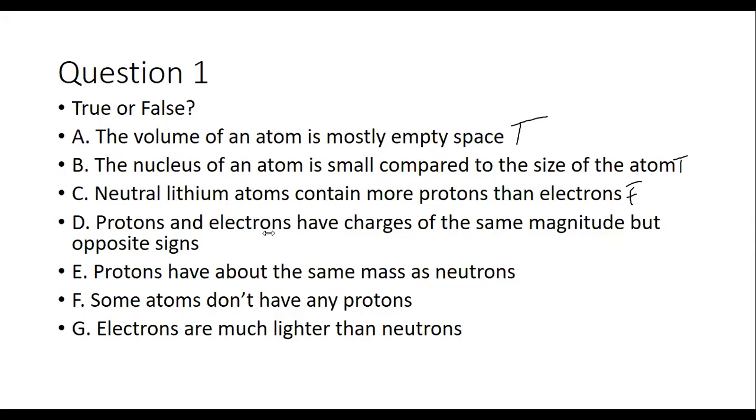Protons and electrons have the same magnitude, but opposite signs of charge. That is true. Protons have about the same mass as a neutron. That's also true. They weigh about the same. Some atoms don't have any protons. False. If an atom didn't have a proton, it's not an atom. It doesn't have a nucleus. So every single atom must have at least one proton. Electrons are much lighter than neutrons. True. Electrons have a tiny, tiny amount of weight.